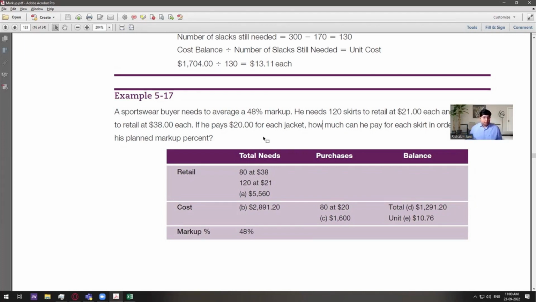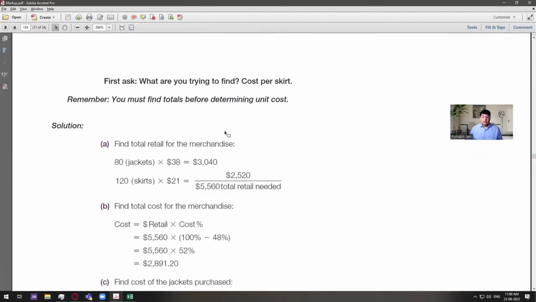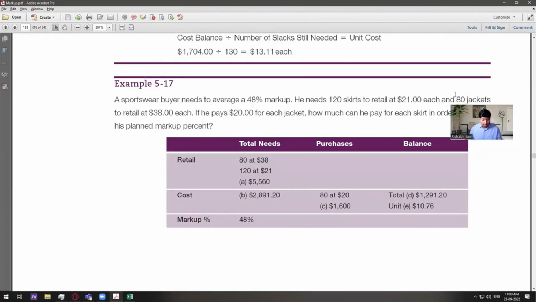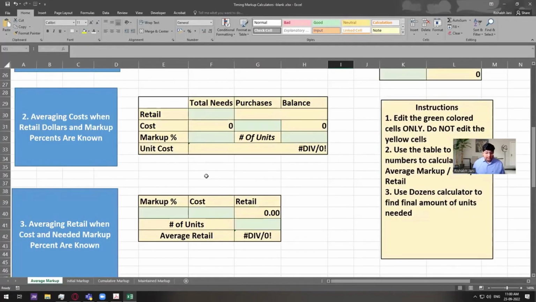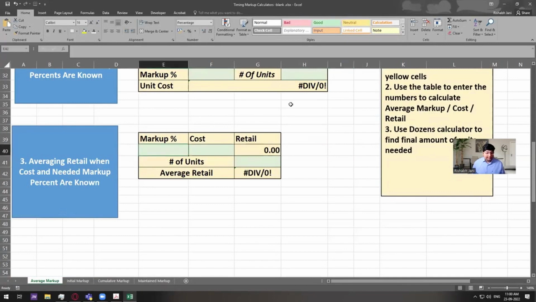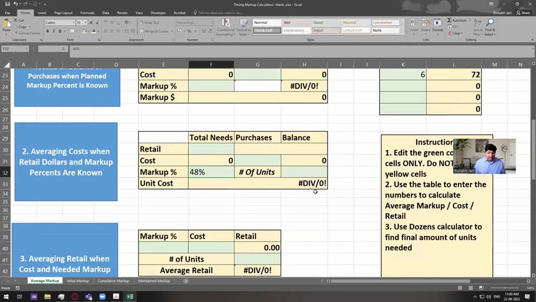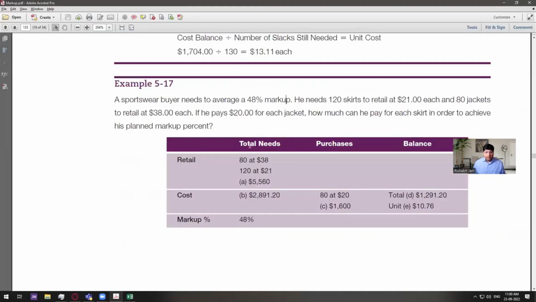All right. So let's do another question on this. This is again very simple. Okay, in this case, this is another example. A sportswear buyer needs to average 48% markup. So let's go back to the Excel. Here we have our markup goal of 48%. Now he needs 120 skirts to retail at $21 each.